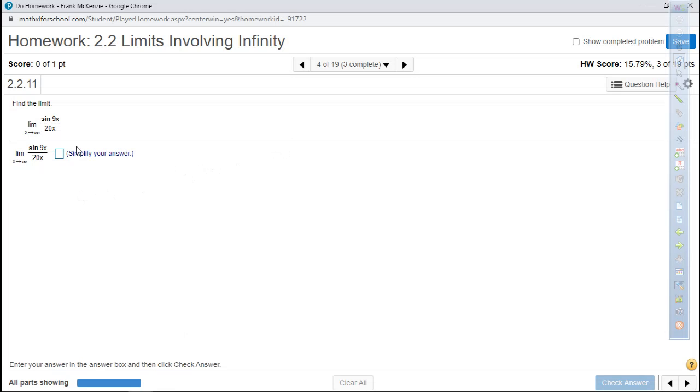All right, so this one right here is very, very similar to the previous one. It doesn't matter what is inside the sine. This is not like when x approached 0. Remember, in 2.1 we had a special case for sine where these had to be equal, and if they were equal, as this approaches 0, this would approach 1. Well, going to infinity, it's not.